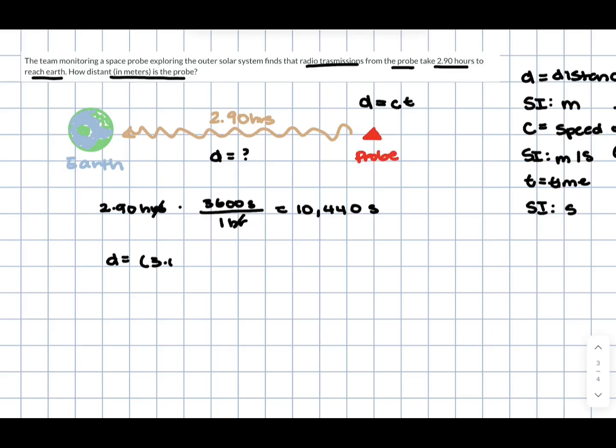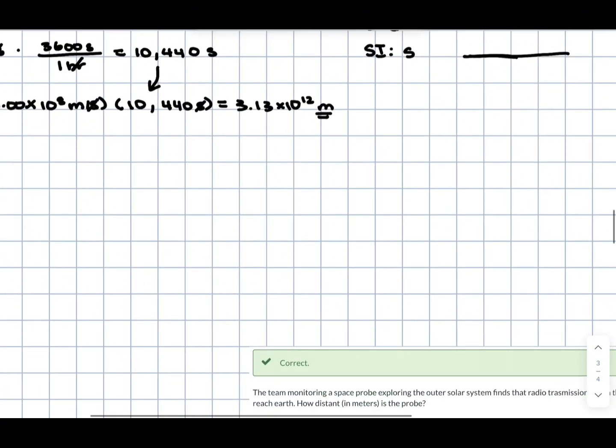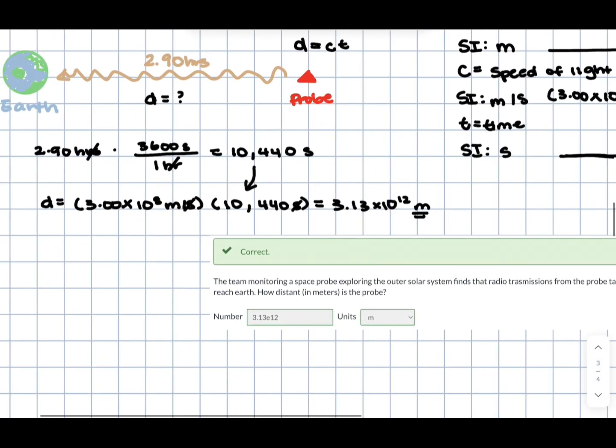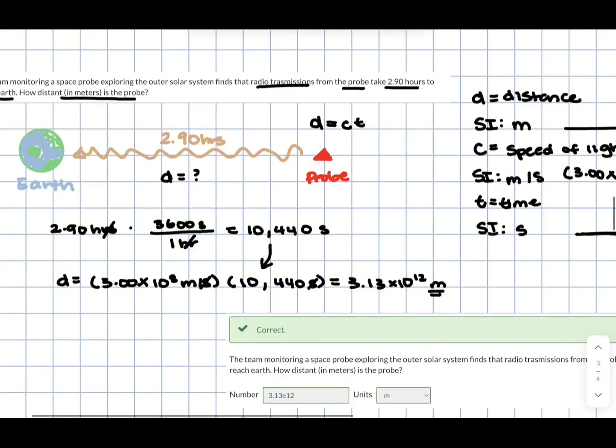And now we can go ahead and plug that into our distance equation. So we have the constant, 3.00 times 10 to the 8th meters per second, and then multiply that by our time, 10,440 seconds that we got previously. And once we plug that into our calculator, we get 3.13 times 10 to the 12th meters. And that's in meters because those seconds cancel out. And then we can go ahead and plug that into Wiley. And yeah, that checks out. Alright, so now we solved that problem.